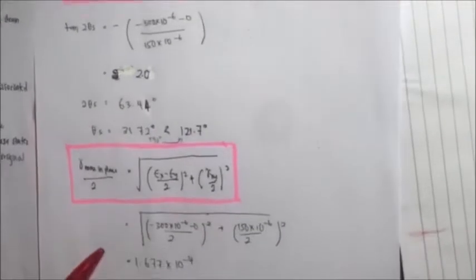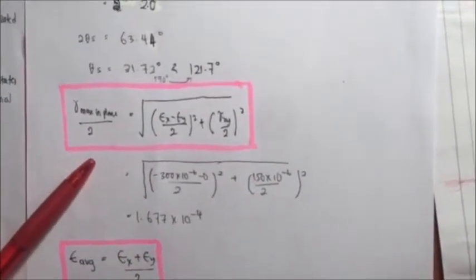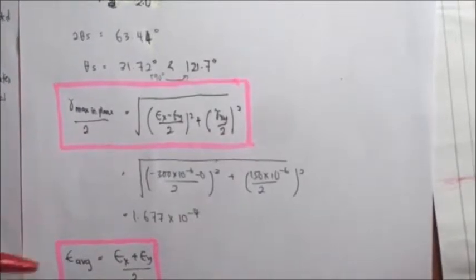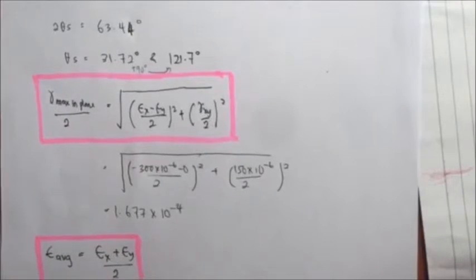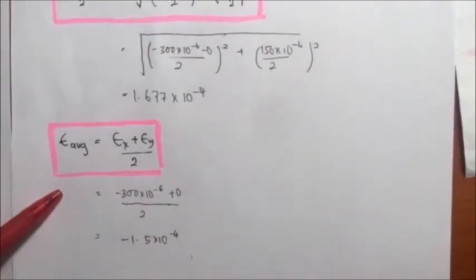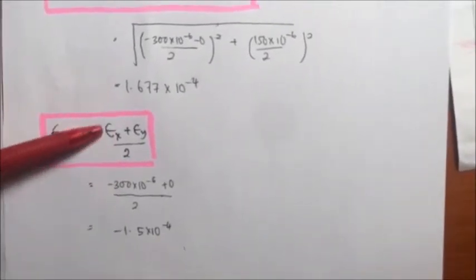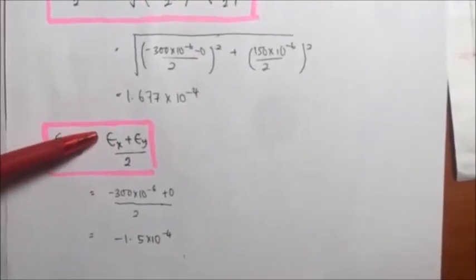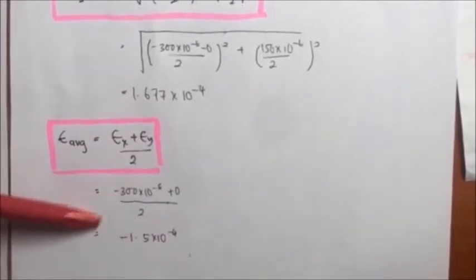And then the next step is to find the maximum in-plane shear strain. You can just substitute the information given and get the answers directly. And also the average normal strain is normal strain along the x direction plus normal strain along the y direction over 2, and you get the answers directly.